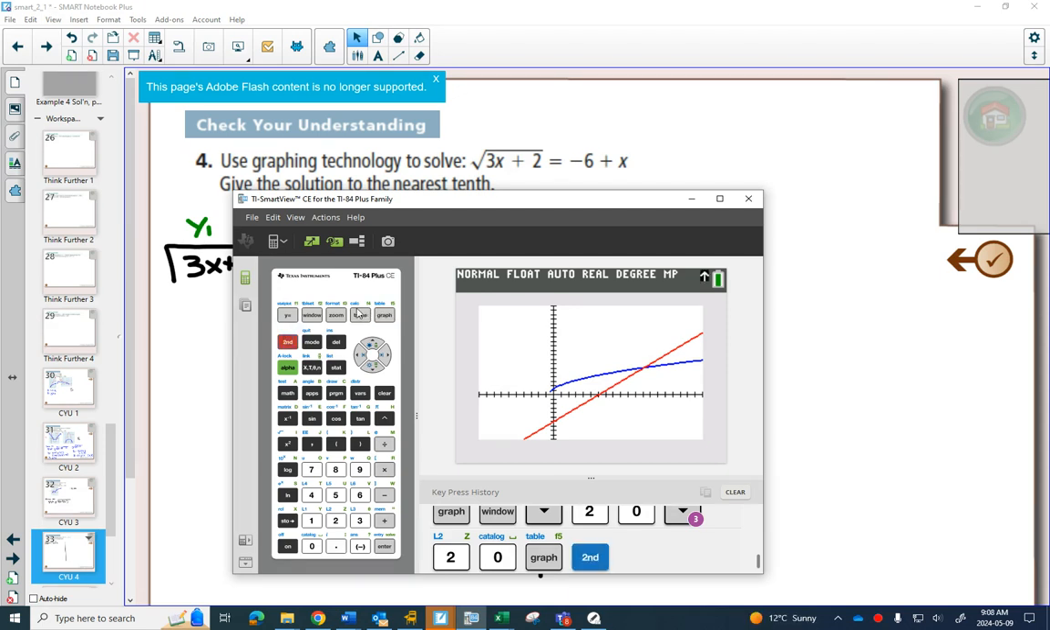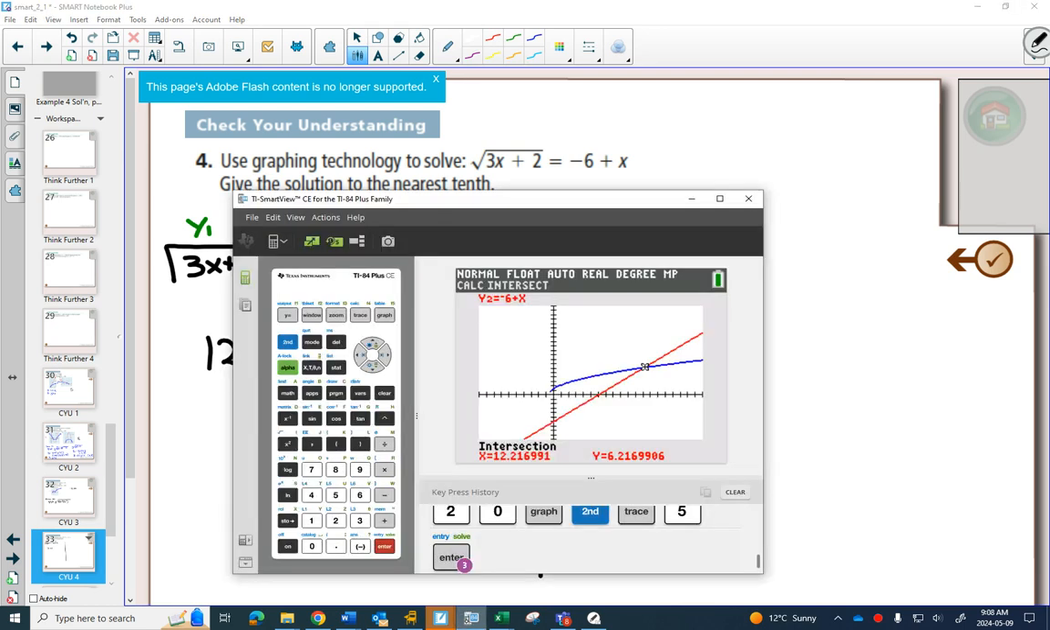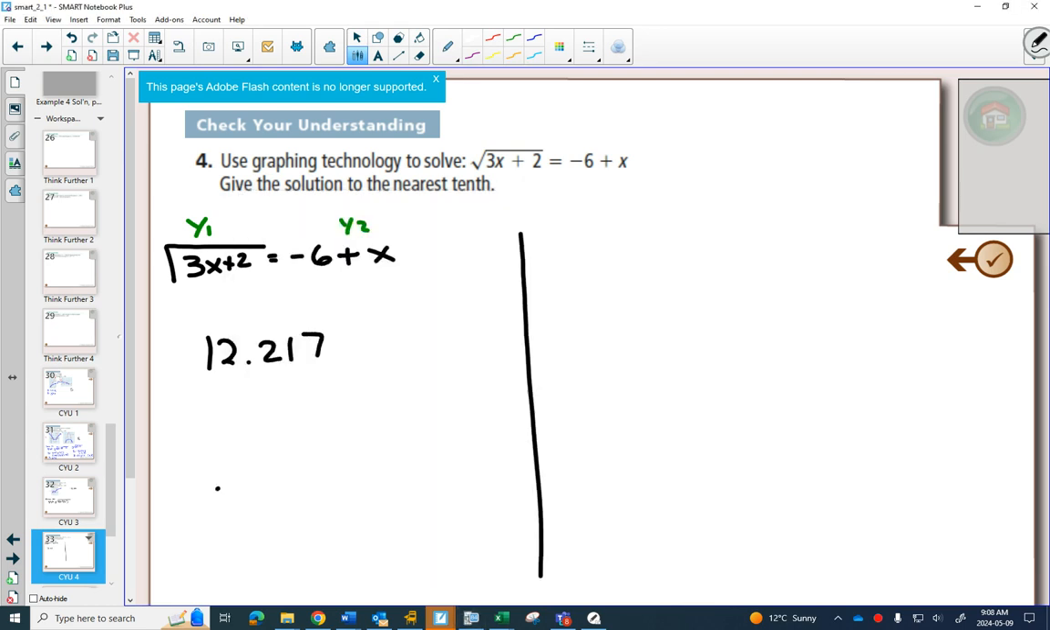Yes. So now I can go second, calculate number 5, where's the intersection? Enter, enter, enter, and it tells me x is 12.216. That rounded correctly, 12.217 is going to be my answer. So if you have a graphing calculator, I rounded to 3 decimal places, then I read my question again, and it says round to the nearest 10.